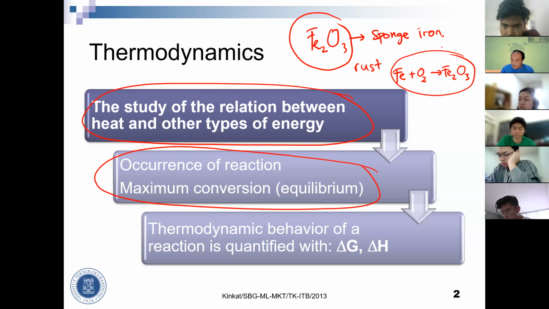In this iron oxide production, we see that thermodynamically, this process is very feasible. Iron can be oxidized naturally. It means that thermodynamically, this process is feasible.